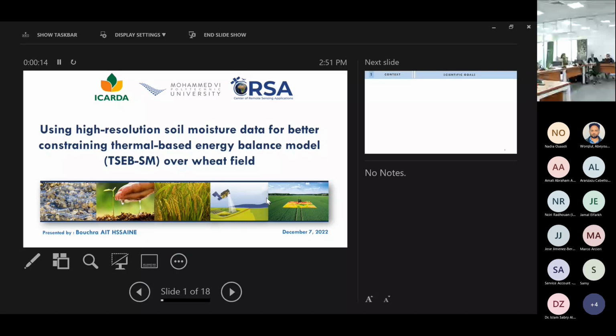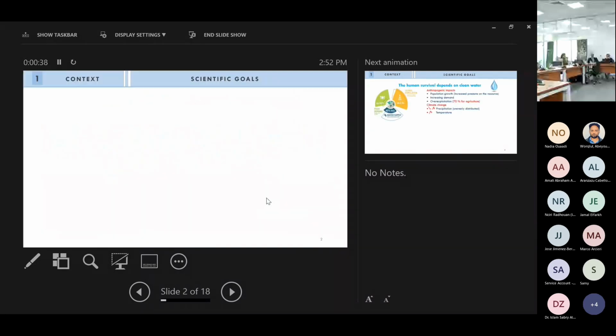Okay, today I'm going to present one of the works that have been done during my PhD thesis. The work is entitled "Using High Resolution Thermal Data with a Constrained Thermal-Based Energy Balance Model", which we named TSEB-SM, over our field. So first, let's outline the context of our study.